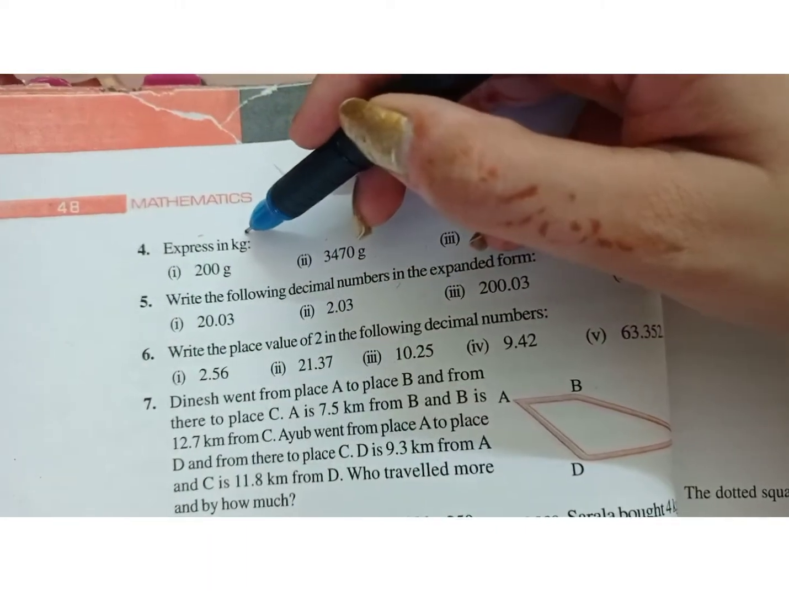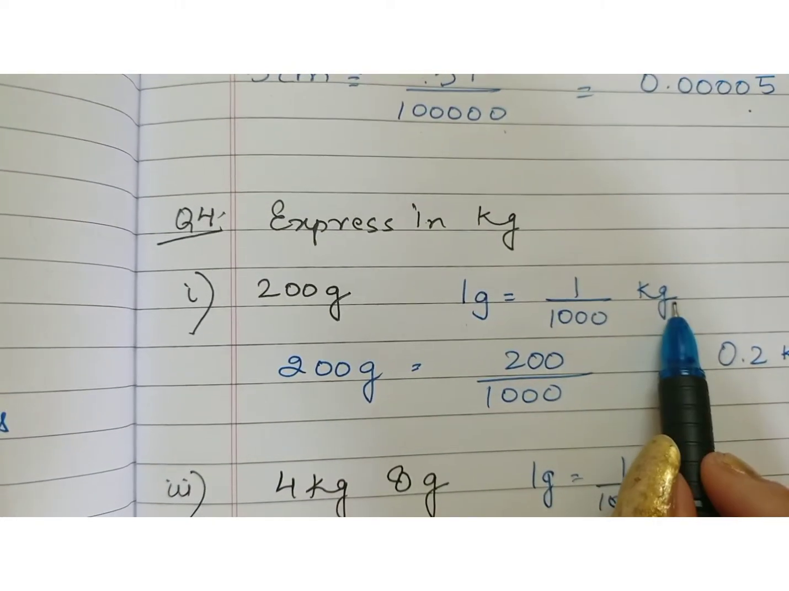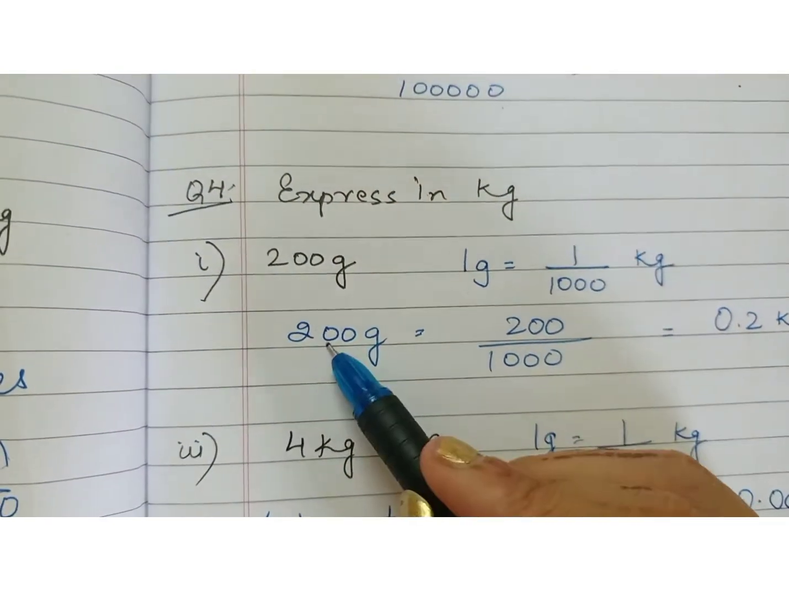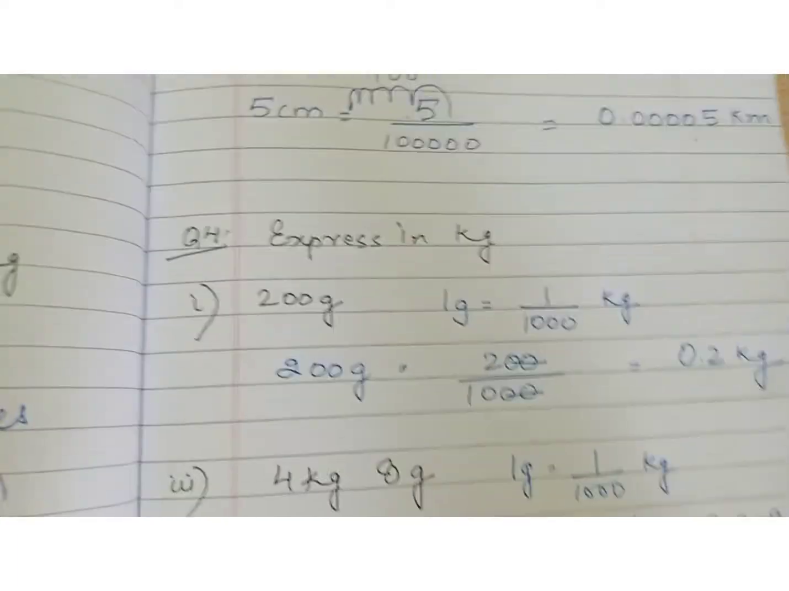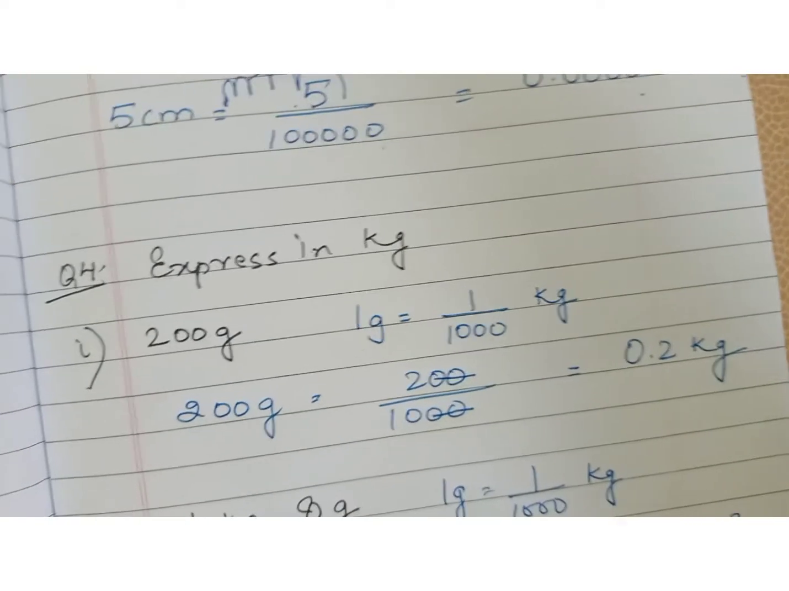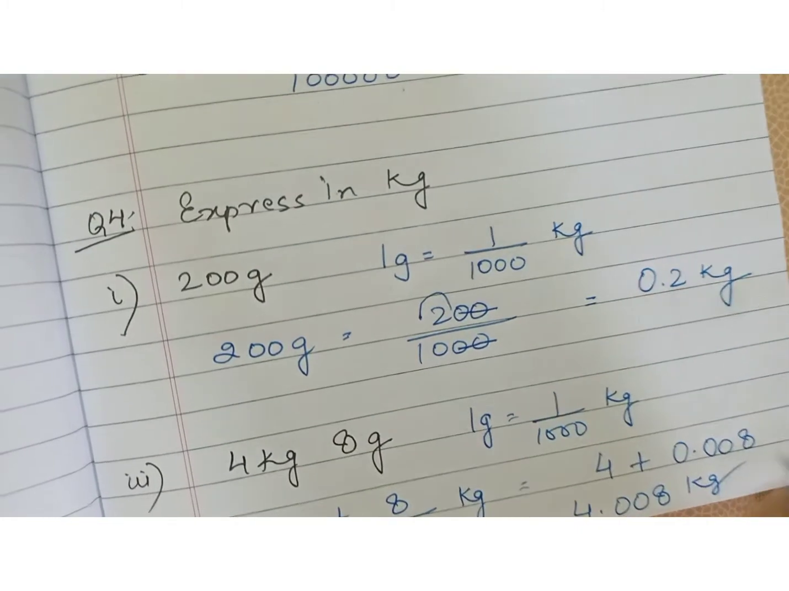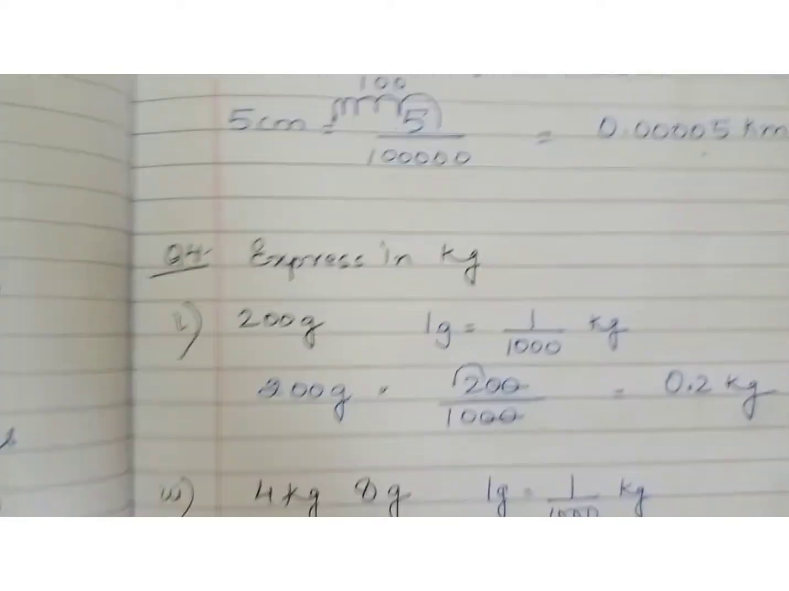Let's move ahead with question number 4 now. Express in kg. Now you have to express the grams in kilograms. 1 kilogram is equal to 1000 grams, so we'll do it the opposite way. 1 gram is equal to 1 upon 1000 kilograms. Here in the first part we need to convert 200 grams. So 200 upon 1000. These two zeros will get cut with these two zeros. We'll do the simplest form. Then 2 upon 10 will be left. 1 zero is there, which means only one jump will be there. Therefore, the answer is 0.2 kg. Similarly, you will do the second part also.